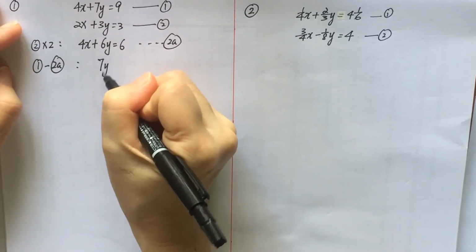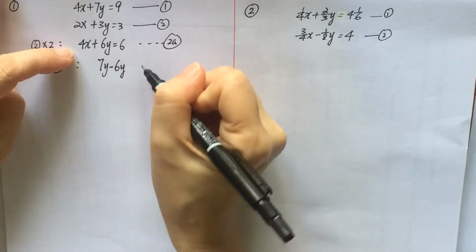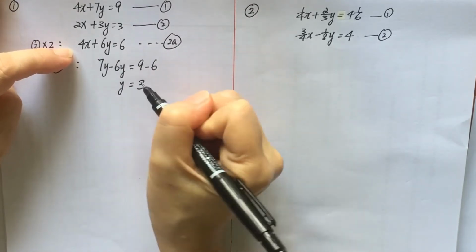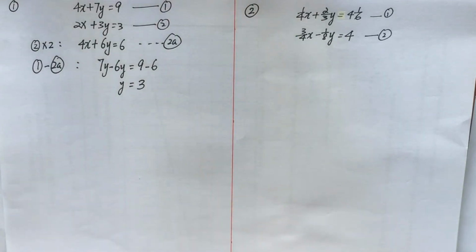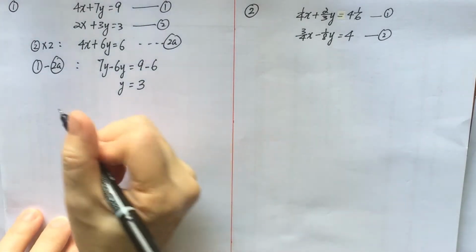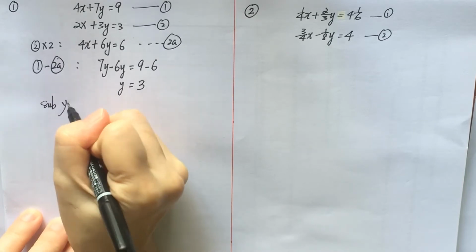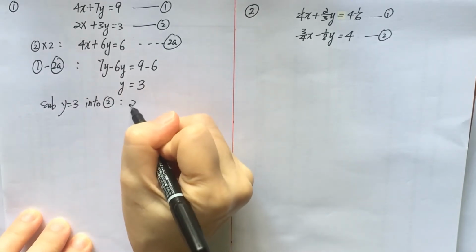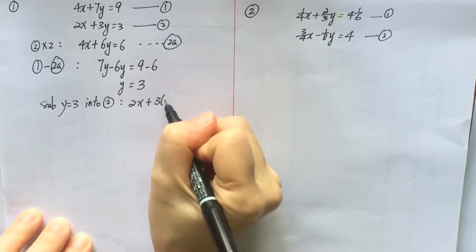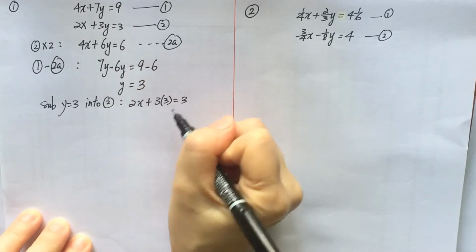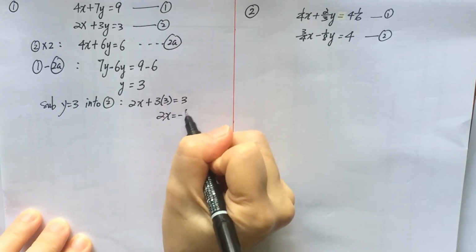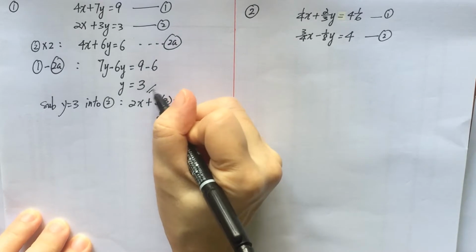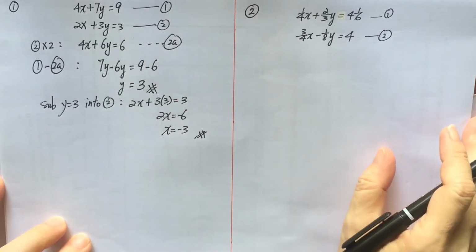So I have 7y minus 6y because the 4x's cancelled, and so 9 minus 6. So y is actually equals to 3. And then substitute y equals to 3 into equation 2. So I have 2 times x plus 3 times 3 equals to 3. So 2x equals to negative 6. So x is equals to negative 3. So your answer is y equals to 3, x equals to negative 3.